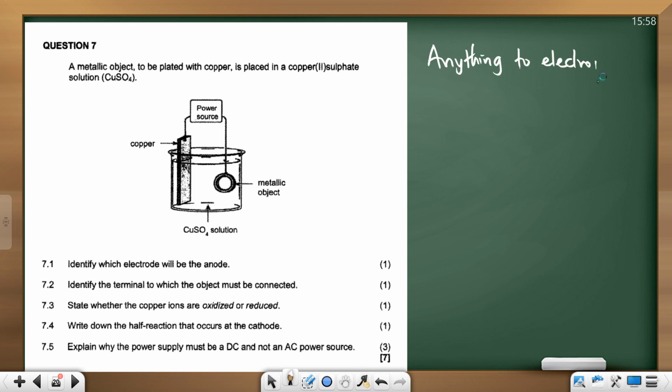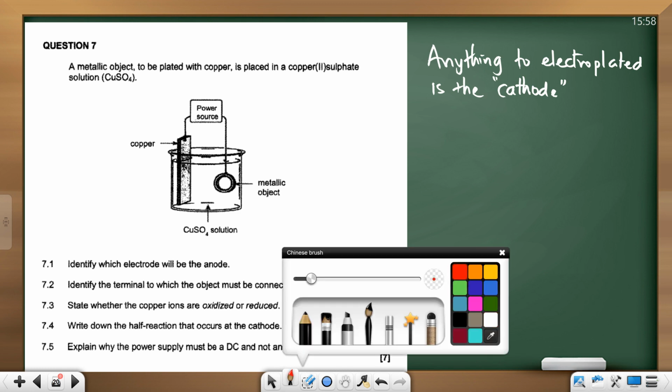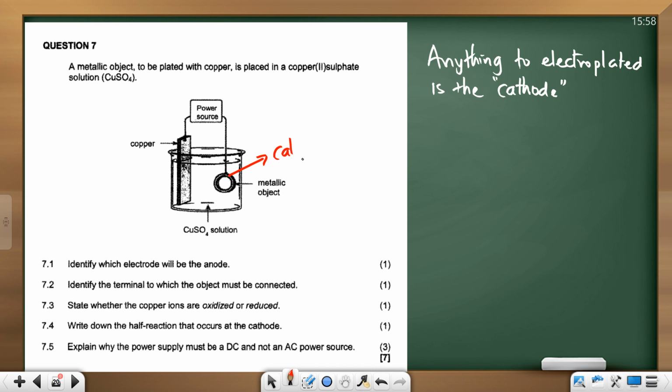Anything to be electroplated is the cathode. Please take note of that. So this time around, which one is my cathode? That becomes my cathode.